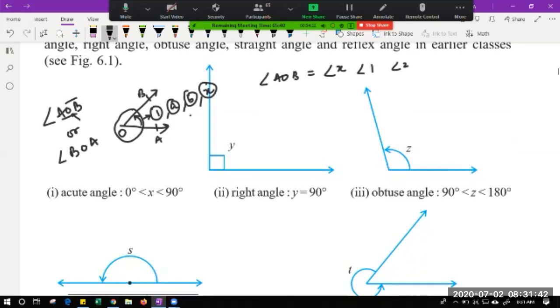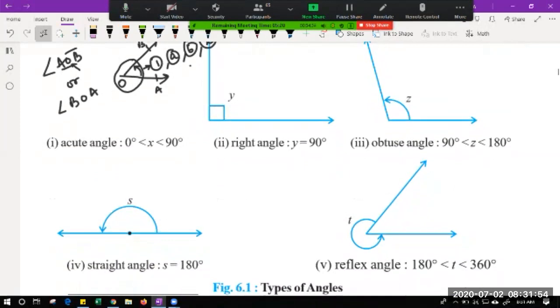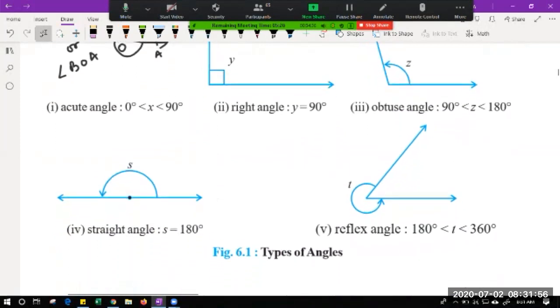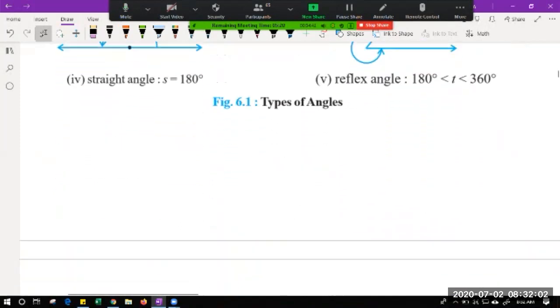Then we discussed these angles that you have already seen in my lecture. A right angle is 90 degrees, an acute angle is more than 0 and less than 90. Make sure it is more than 0, not equal to 0. Then we have the obtuse angle, straight angle, reflex angle. All of these I have discussed in my lecture. You can see over there.